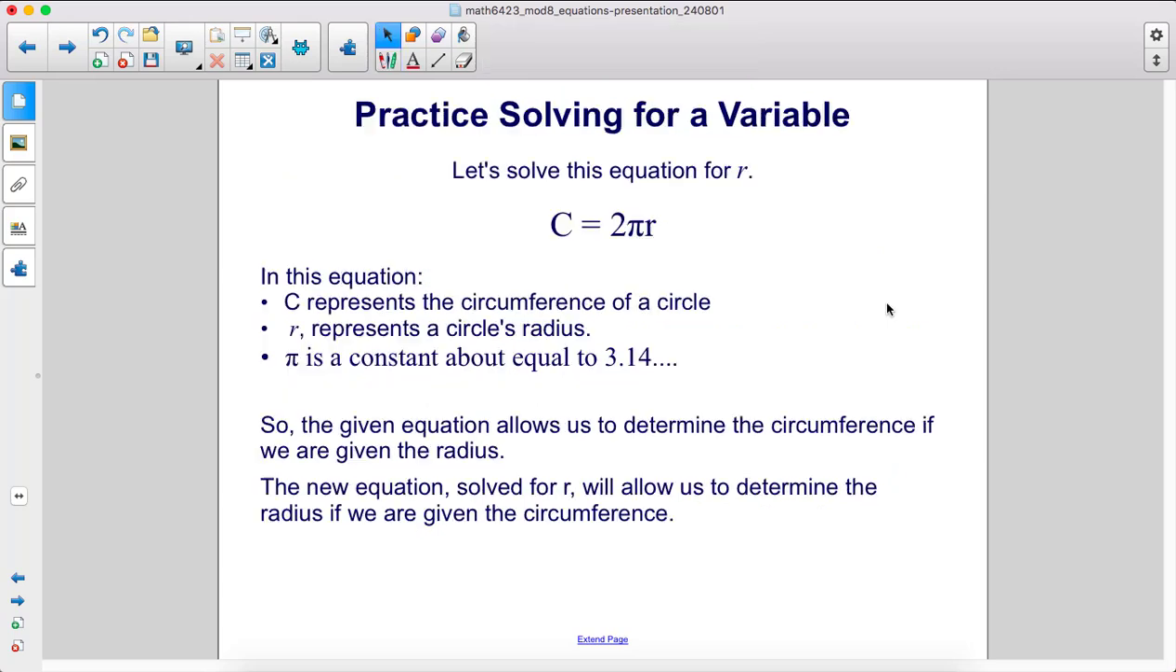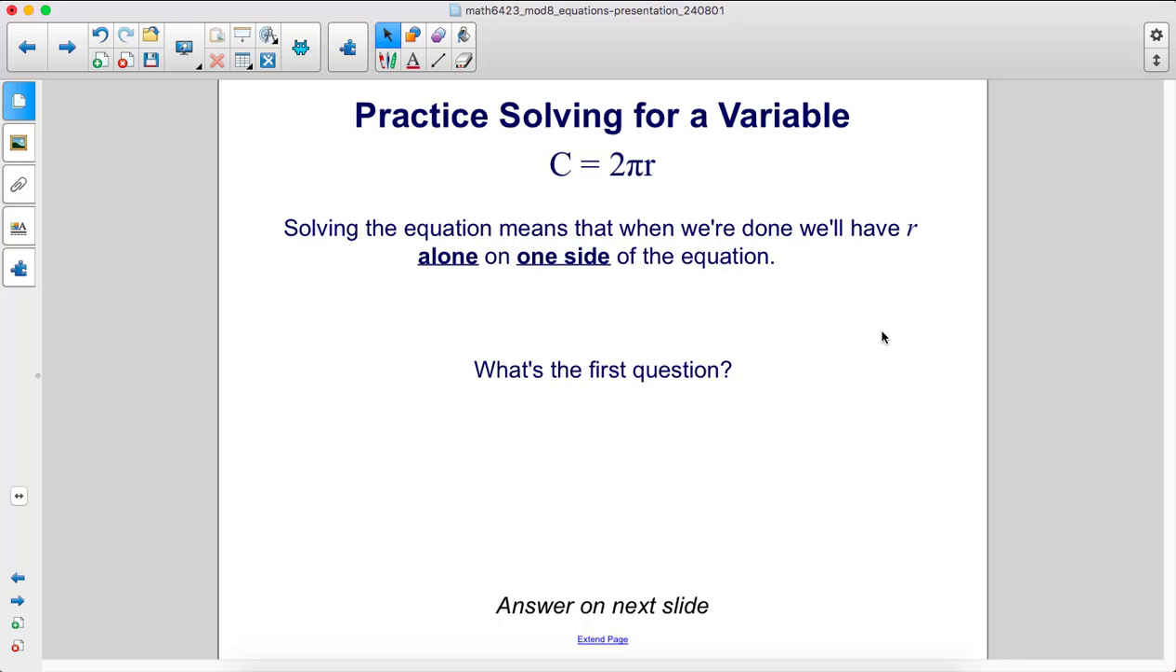You can transform a formula to describe one quantity in terms of the others by following the same steps as solving an equation. Let's solve this equation for R. In this equation, capital C represents the circumference of a circle, R represents a circle's radius, and pi is a constant, about equal to 3.14. So the given equation allows us to determine the circumference if we are given the radius. The new equation solved for r will allow us to determine the radius if we are given the circumference. Solving the equation means that when we're done, we'll have r alone on one side of the equation.